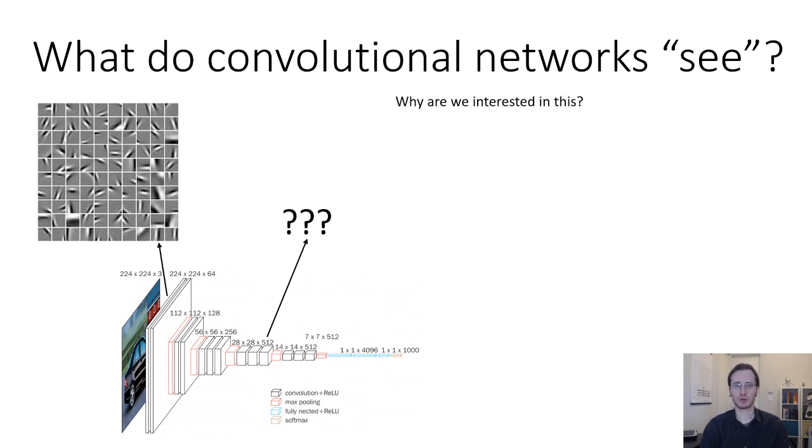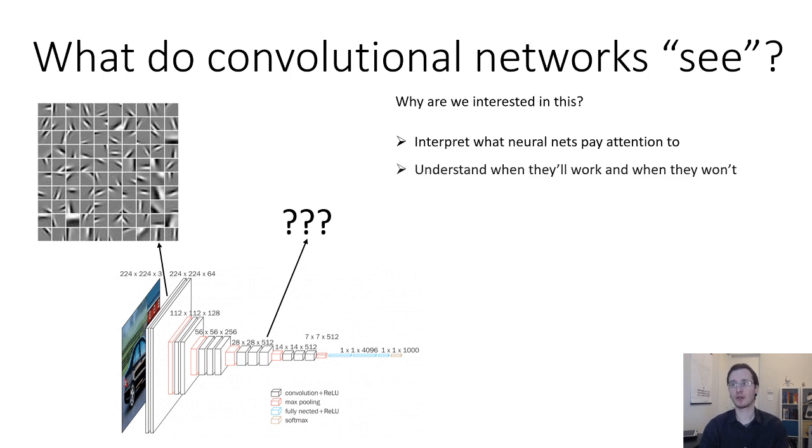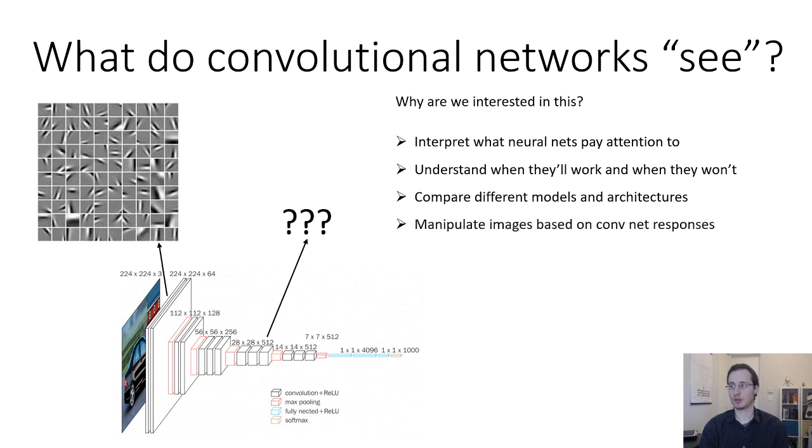Why are we interested in this question? Well, it can allow us to interpret what neural nets actually pay attention to, whether they're recognizing images, in a sense, for the right reasons. This can help us understand when our convnets will work and when they might not work. And it allows us to compare different models and architectures.